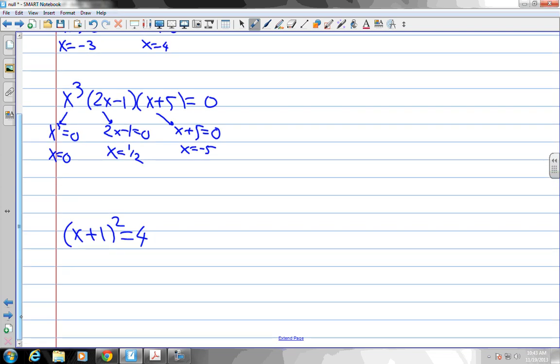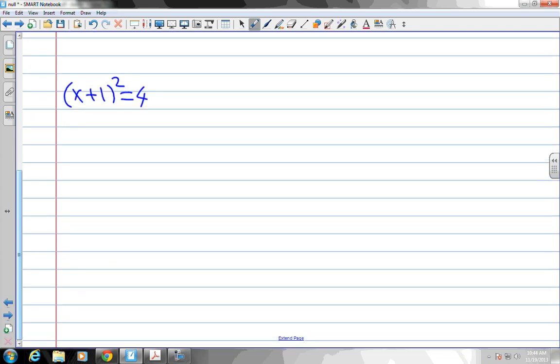Now this one, all the variables are inside the square. The other side is some number. So what should we do? Yeah, take the square root of both sides. What do I need to remember?